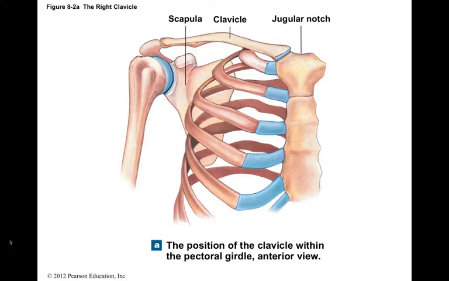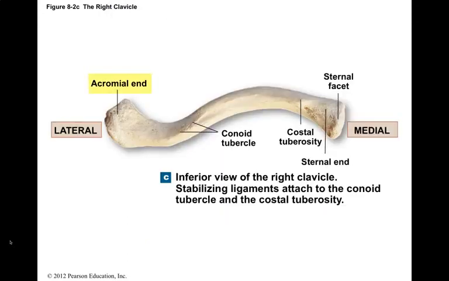The clavicles are S-shaped bones that originate at the superior lateral border of the manubrium of the sternum, lateral to the jugular notch. The clavicle then curves to form an articulation with the acromion, which is a projection on the scapula. The acromial end of the clavicle has a rough inferior surface where ligaments and muscles attach. It is easy to distinguish a left from a right clavicle once you know which end of the clavicle is the medial end and which side of the clavicle is inferior.